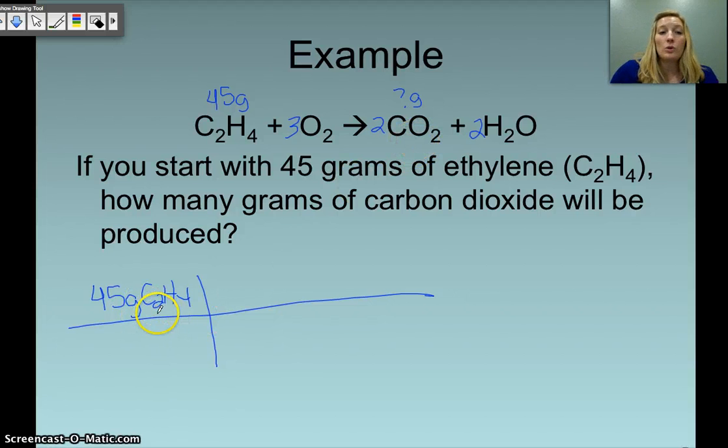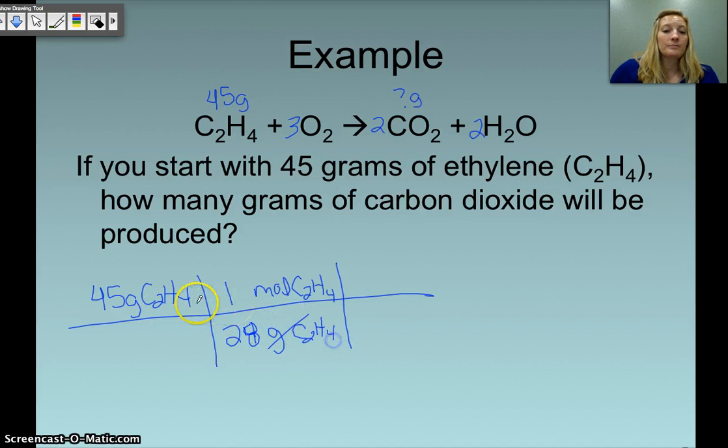So we need to get to moles from here. So we know that we can put moles on top because that's where we're going, grams on bottom, and to go from grams to moles is the molar mass. If we add up 2 carbons and 4 hydrogens, our molar mass of C2H4 is 28 grams, not 24 grams, 28 grams. Okay, so our grams of C2H4 cancel out.